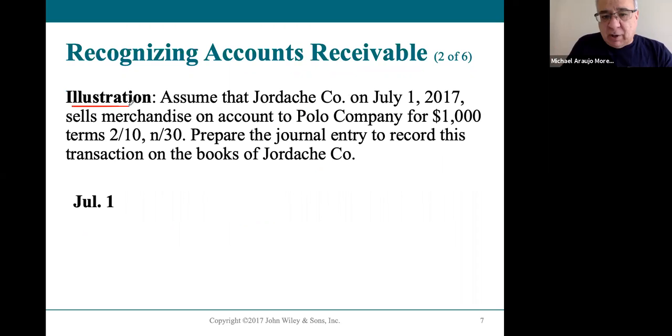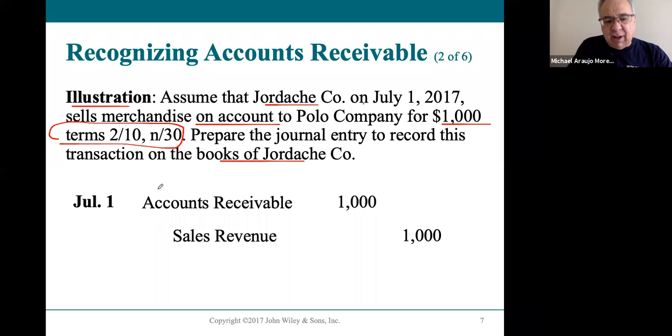Of course, you all know how this works. You've seen this way back in chapter 5, so this shouldn't be a big deal. Here we have Jordache Company, July 1st. They sell merchandise on account to Polo, $1,000 worth of merchandise, 2/10 net 30. So on the books of Jordache, they're going to record the sale, but they're going to be debiting accounts receivable because it's on account. When you sell on account, that sets up the accounts receivable. Probably remember that. Again, it looks like Jordache has $1,000 of receivables.